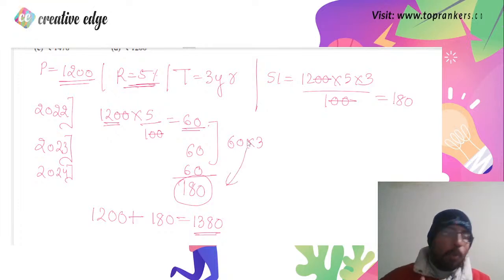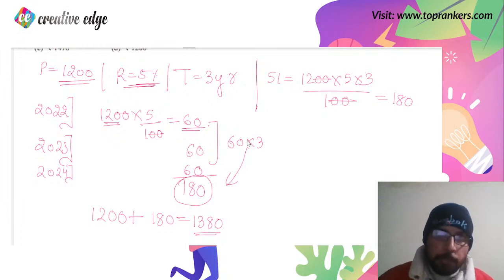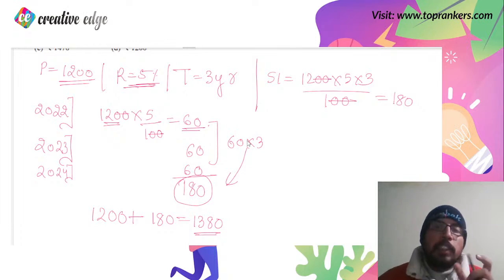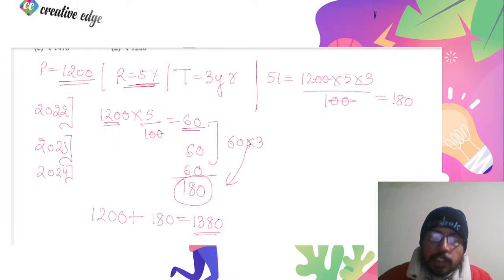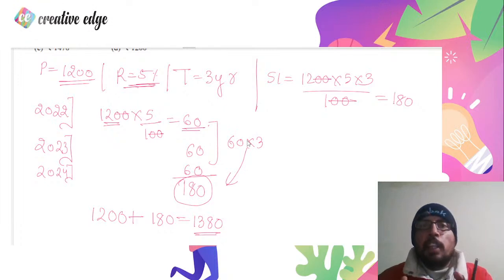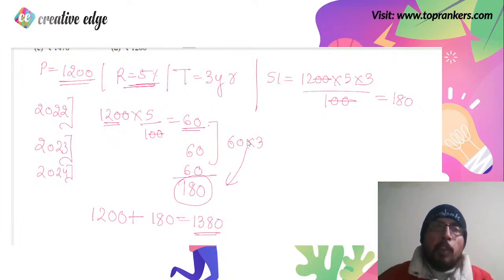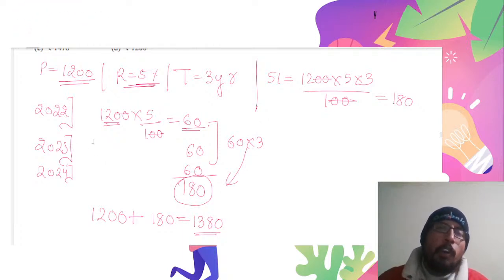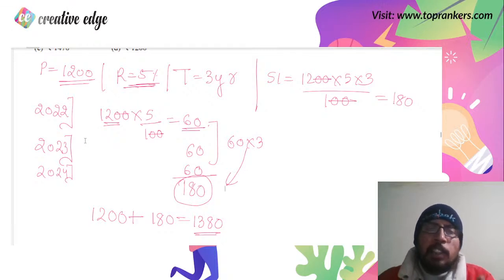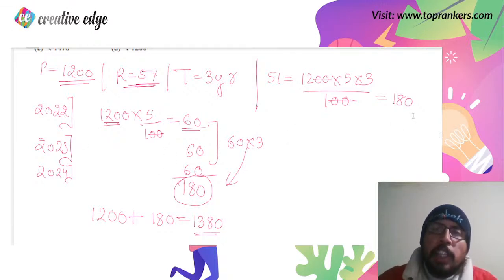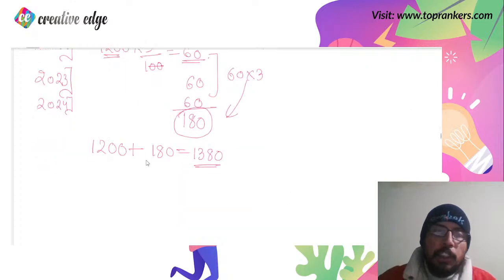So you can also observe that simple interest can be added each year. Year by year, you can add simple interest. Why am I emphasizing this statement so much? The reason is you will not get this facility in compound interest. Simple interest can be added year after year, compound interest cannot be. We will discuss this a little more when we discuss compound interest. But as of now, our simple interest is 180 rupees and our amount is 1380.